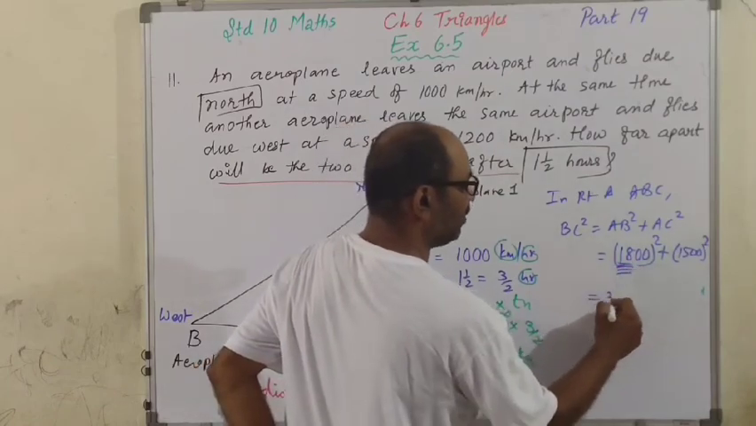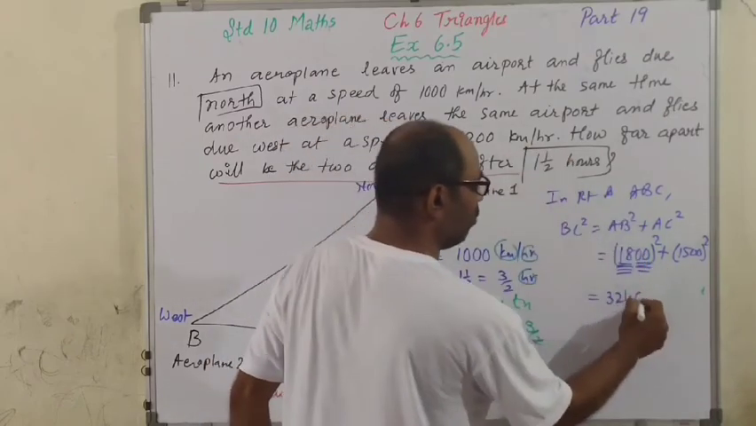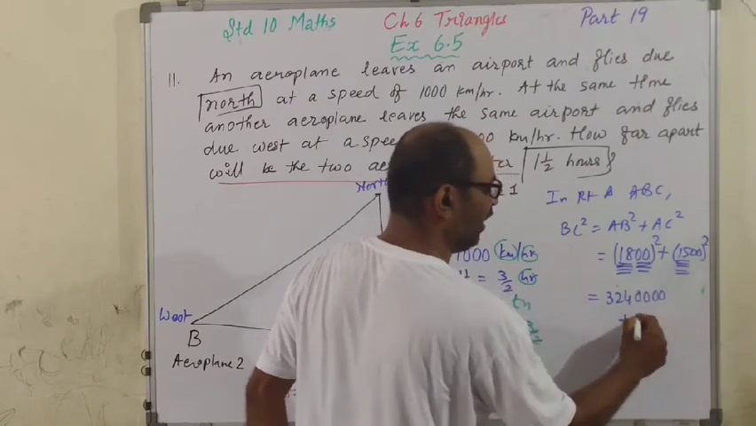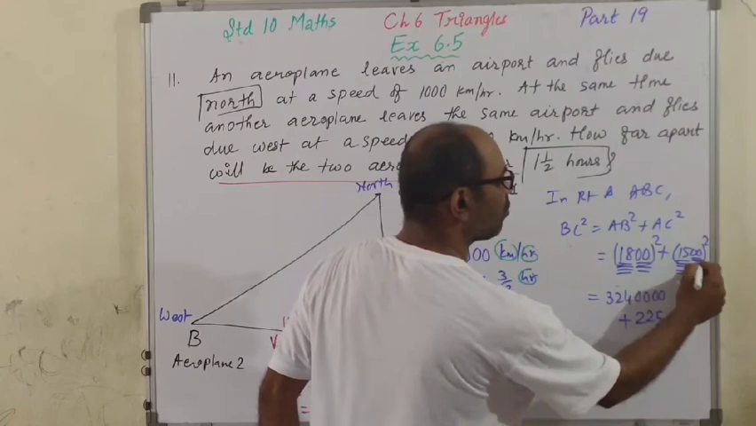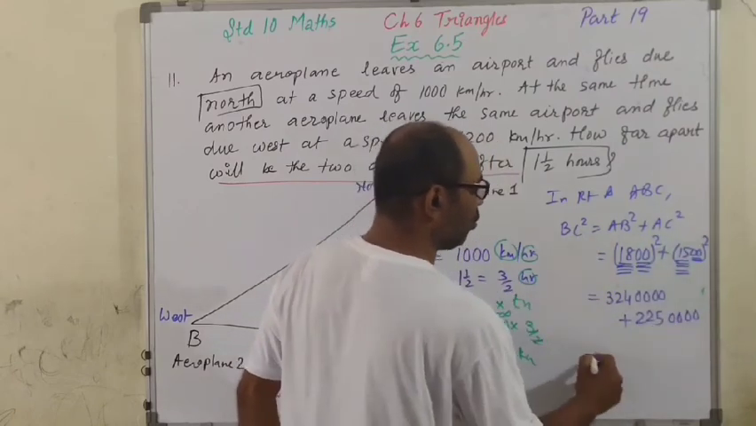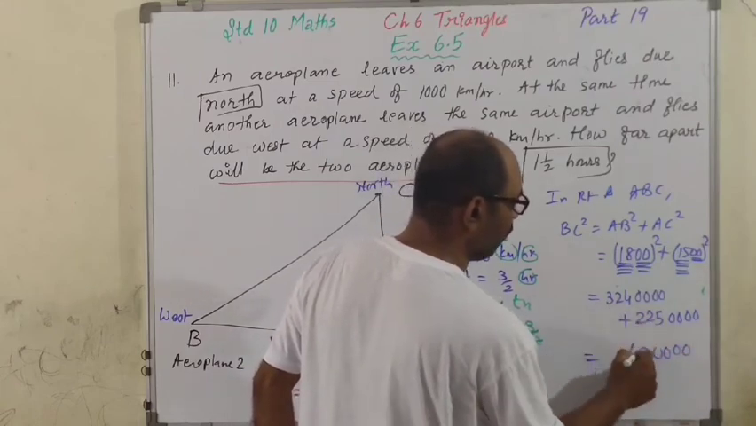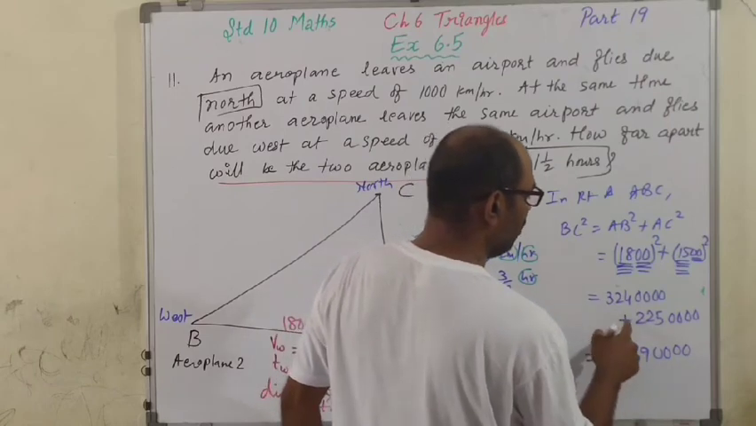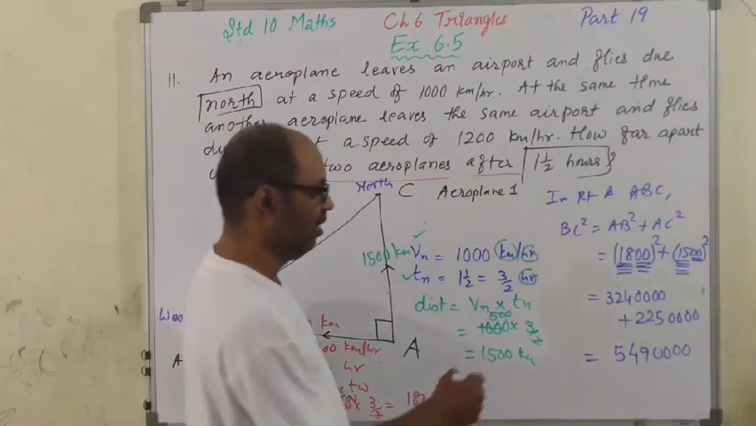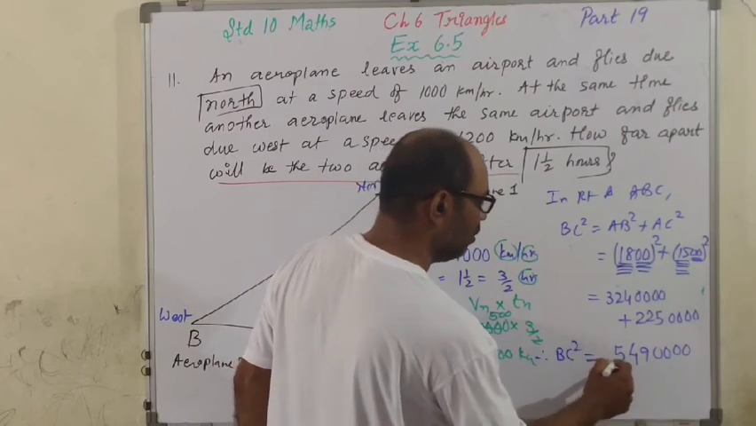Square of 18 is 324, with a pair of zeros, write it twice, one for each. Plus square of 15 is 225, and square of double zeros, write double zeros twice. Now total it: the last 4 zeros will be there, this 9, this 4 and this 5, 549. Is 549 a perfect square? Okay. BC square is equal to this.